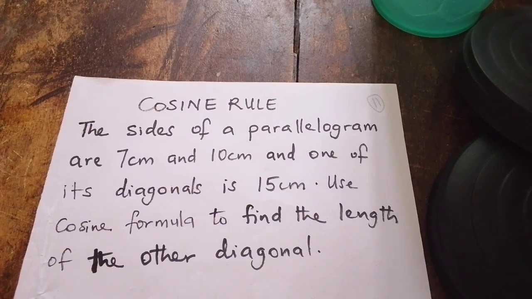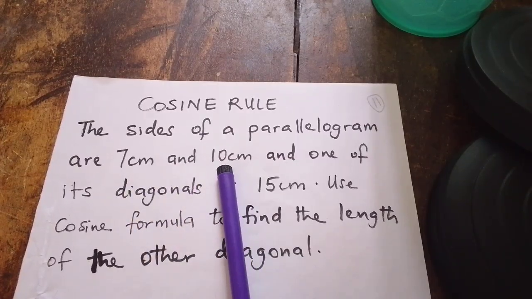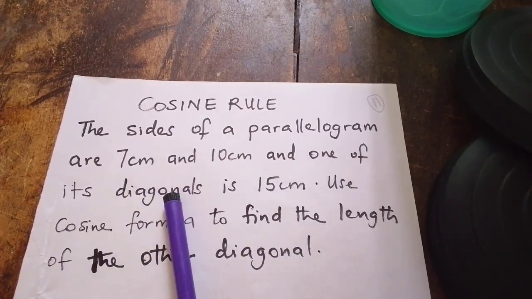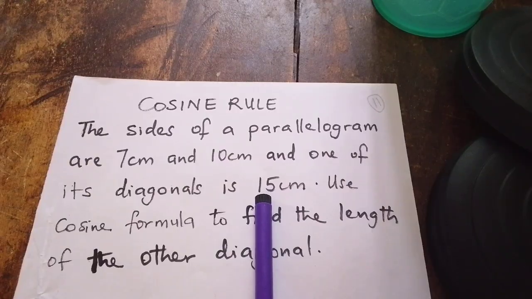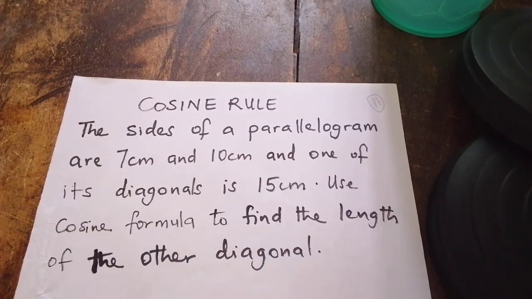Hello students, today we want to look at some practical ways of applying the cosine rule. The sides of a parallelogram are 7 cm and 10 cm and one of its diagonals is 15 cm. Use the cosine formula to find the length of the other diagonal.